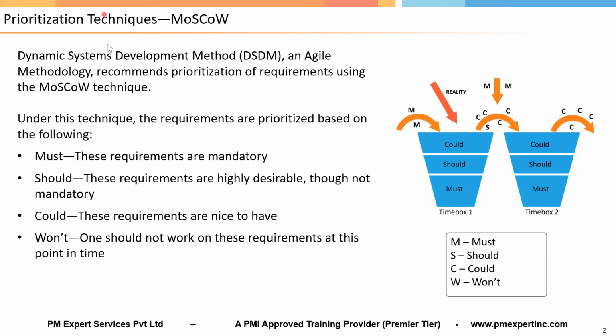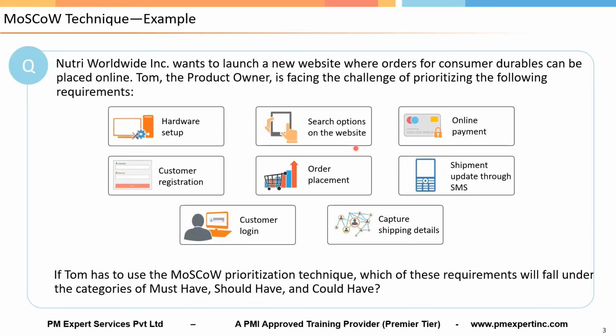Guys, can we do a case study? I'll show you a simple scenario, very simple. We'll do it together. There's a company called Nutri Worldwide Inc. They want to launch a new website where orders for consumer durables can be placed online. Now, the product owner, Tom, is facing the challenge of prioritizing the following requirements. These are the requirements for the e-commerce website.